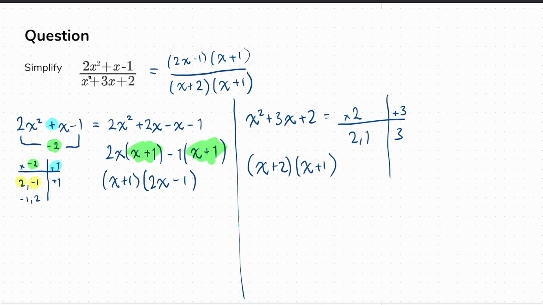And now I look for common factors. And the only common factor I can see is this here. So after I cancel those out, I'm left with 2x minus 1 over x plus 2.